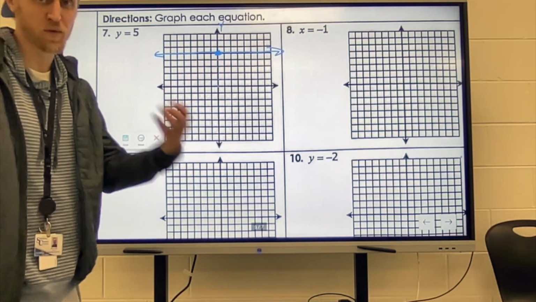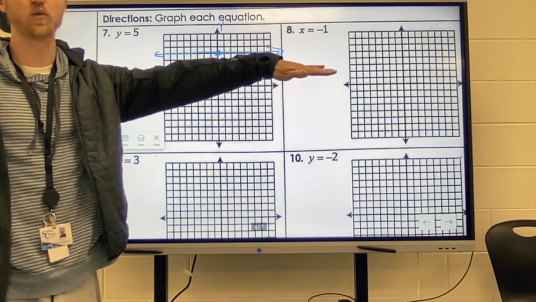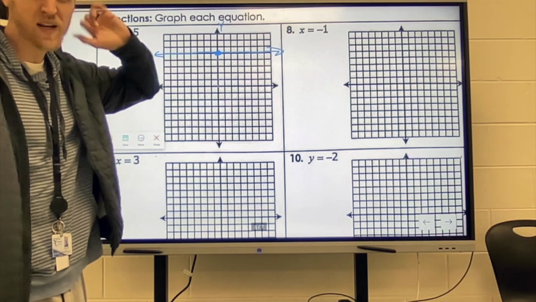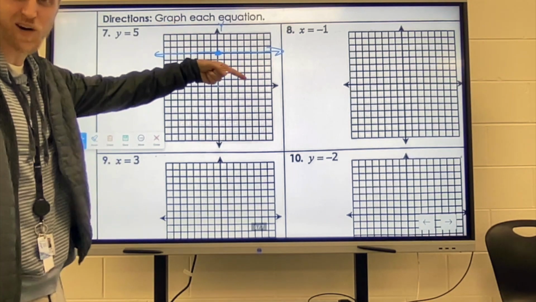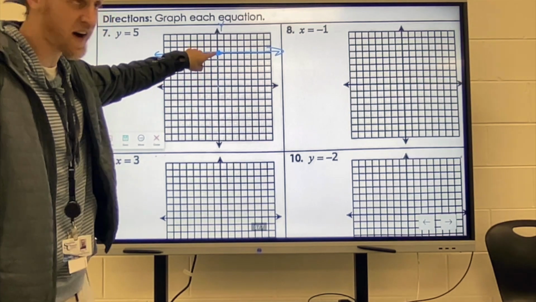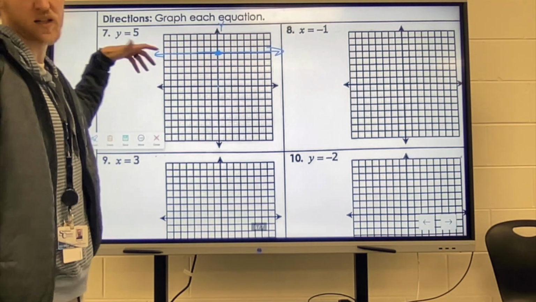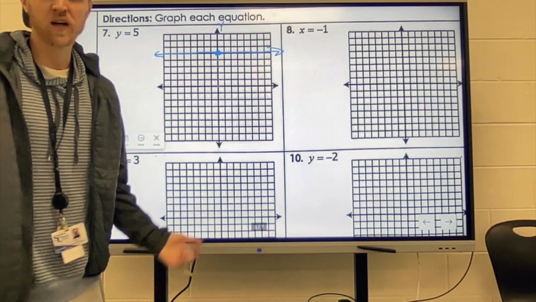Some of you will have that memorized. You'll see y equals a number and you'll be like, oh, y equals means it's a horizontal line. Others of you may not have it memorized, but you'll figure it out once you get there. Because you'll at least remember to go to y equals 5 on your y-axis. And then when you cross it, it'll automatically make a horizontal line.